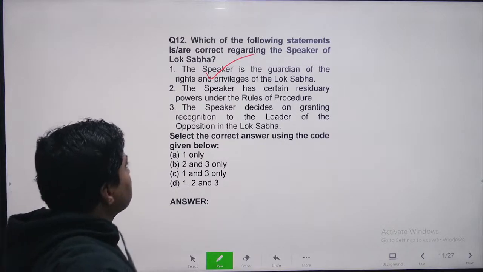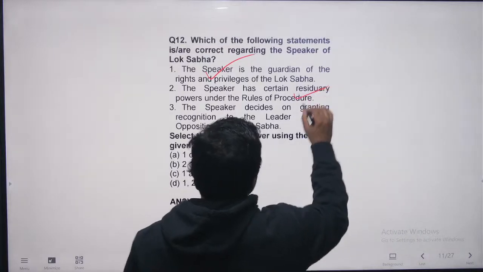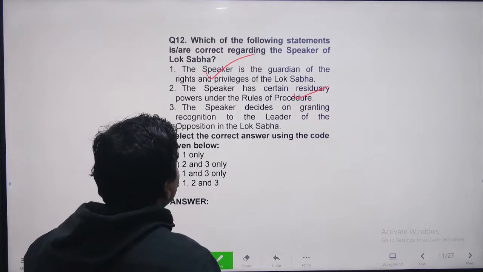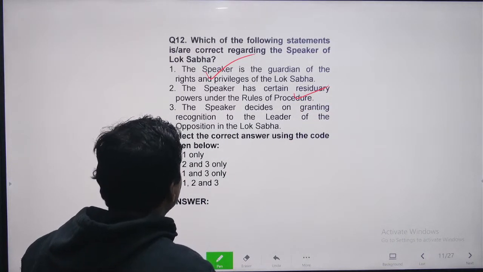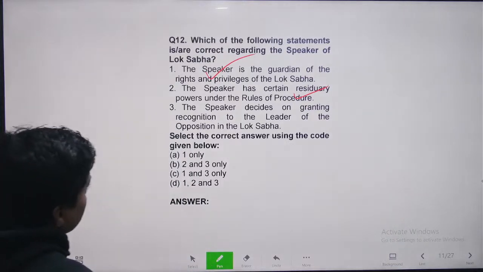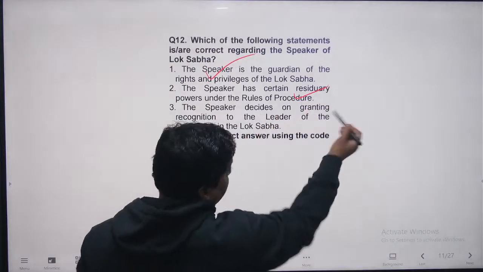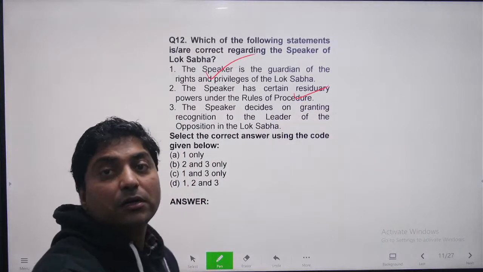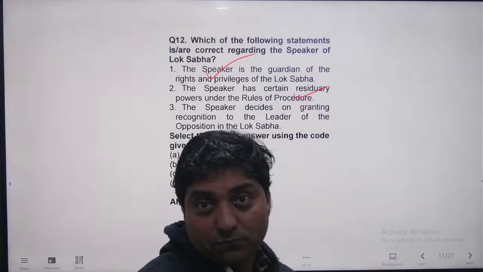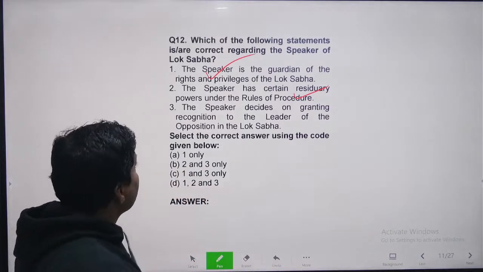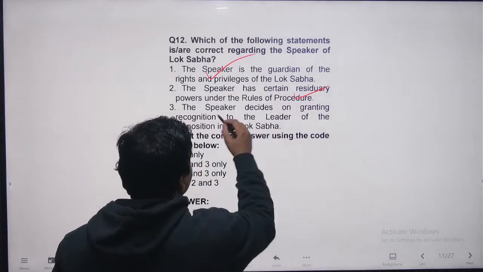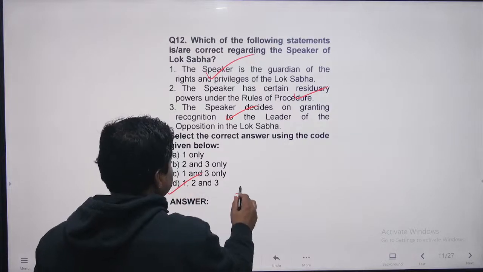Yes, the Speaker has residuary power, right? The Speaker decides on granting recognition to the leader of the opposition in the Lok Sabha. Yes, this is also true. But only after fulfilling the criteria, right? So all three are correct.